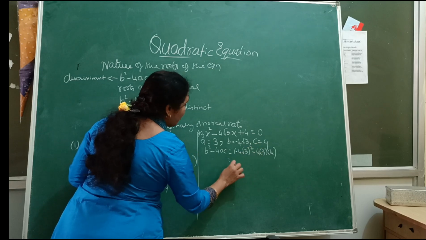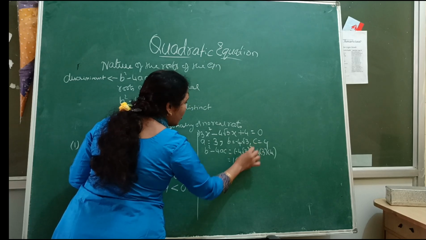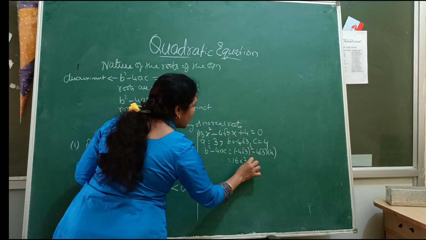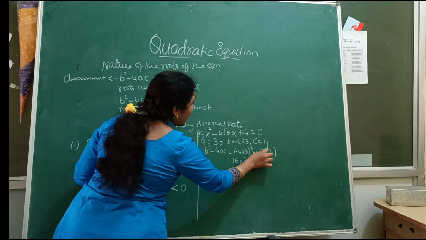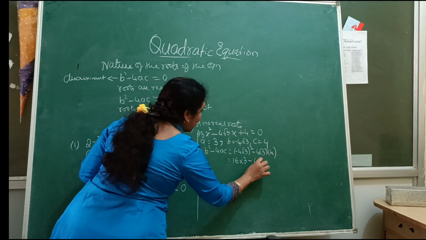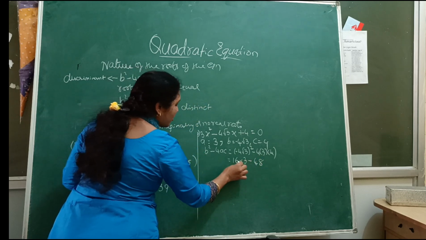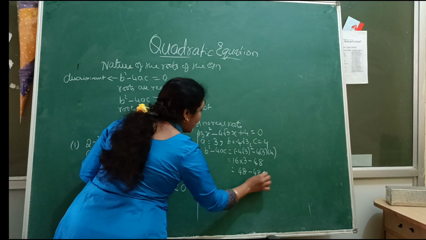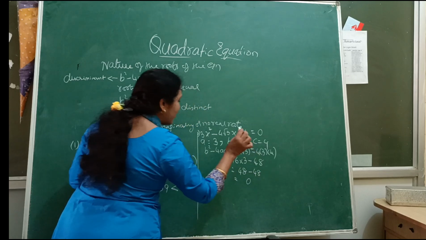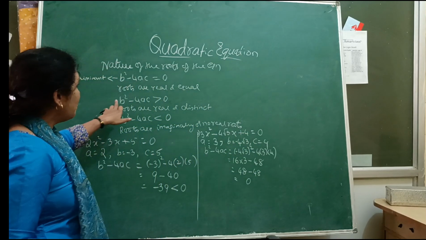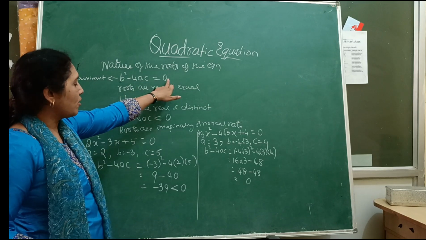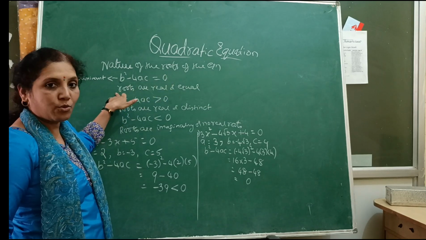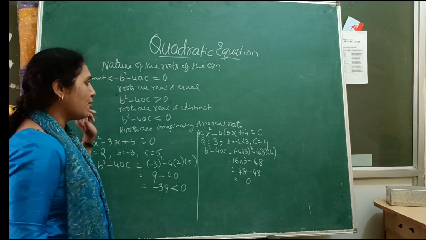Minus 4 into 4 is 16. Root 3 whole square will become 3. Minus 4 3s are 12, 12 4s are 48. 16 times 3 is 48. So 48 minus 48 is what? 0. When b square minus 4ac is equal to 0, what do you get? Roots are real and equal.